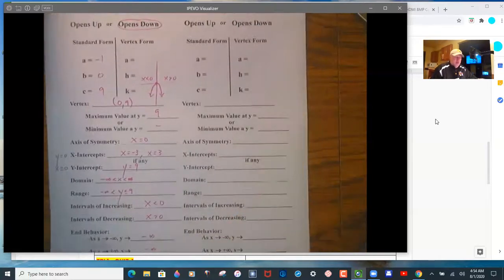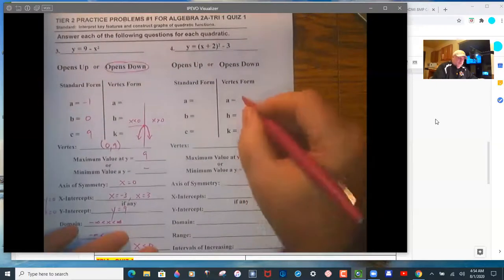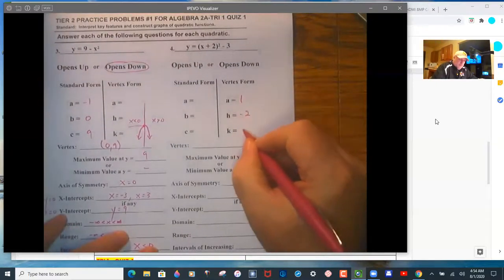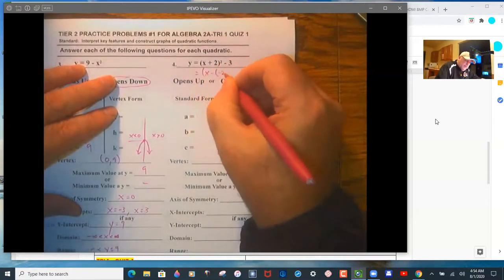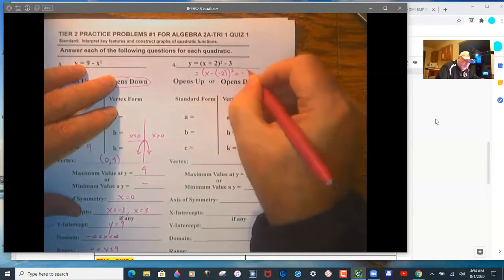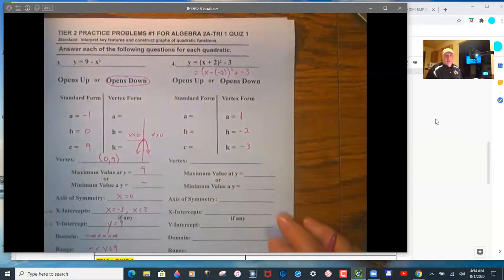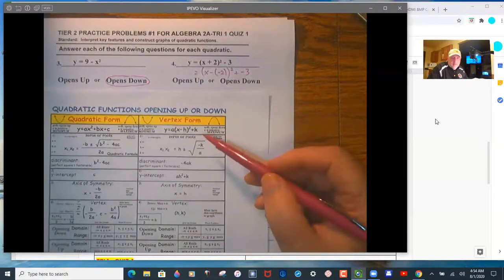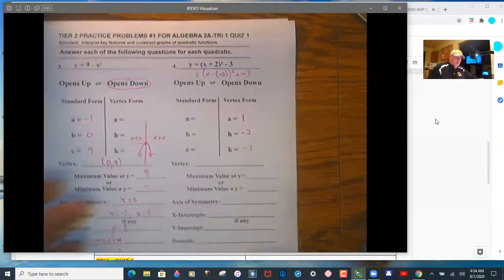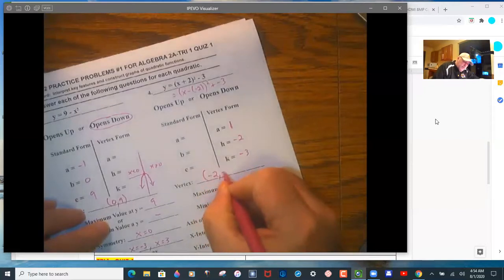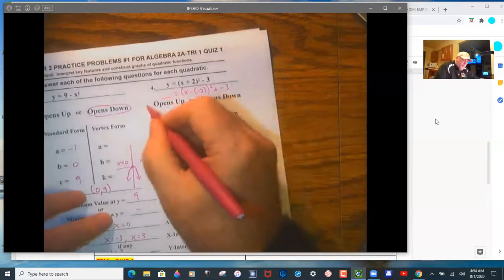Okay, problem 4 is in vertex form. There are your values. So remember that h is a subtracted value. So what I'm saying is that you have to have subtraction in there. So if you literally wanted to write it in exactly this form right here, that's what you have to do. So -2, -3 is the vertex. And since a is 1, this opens up.